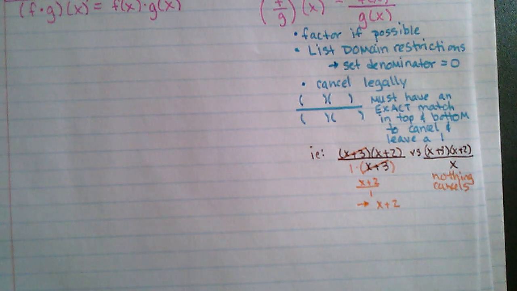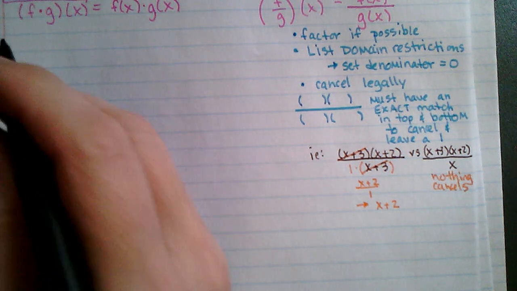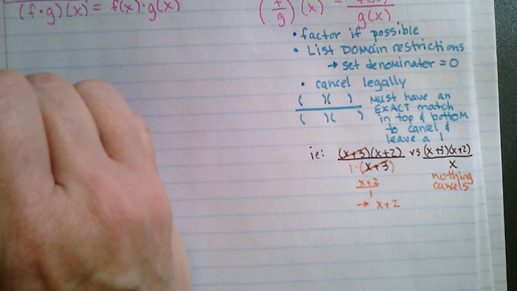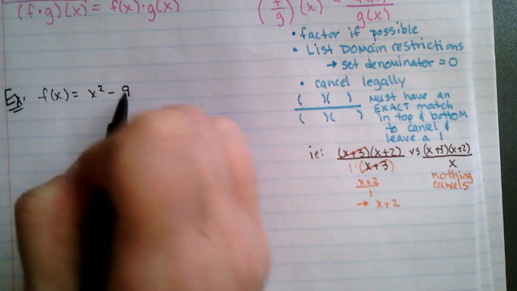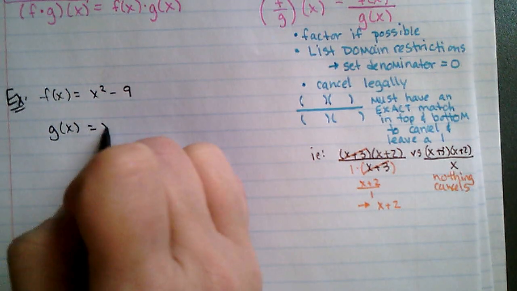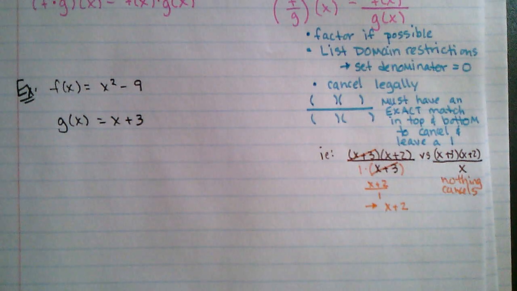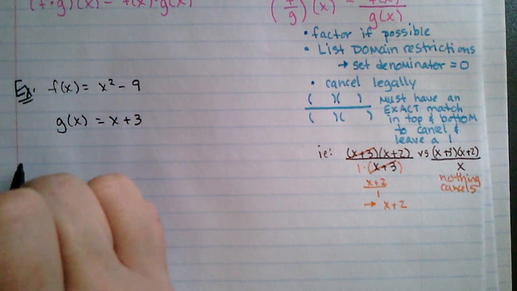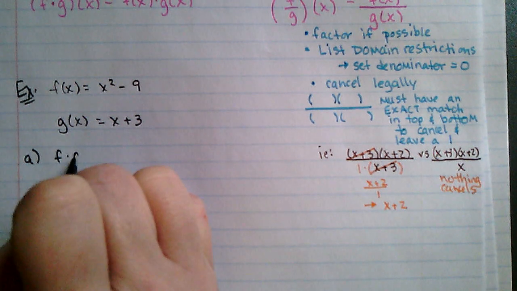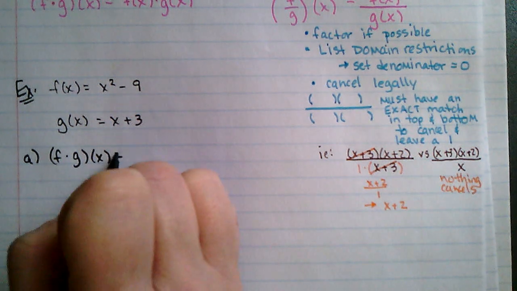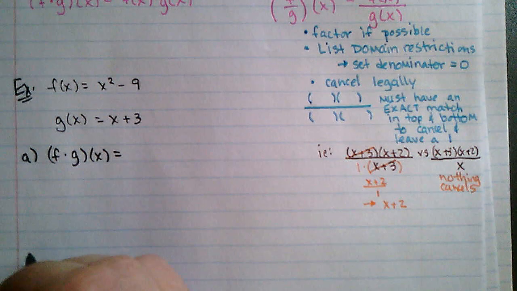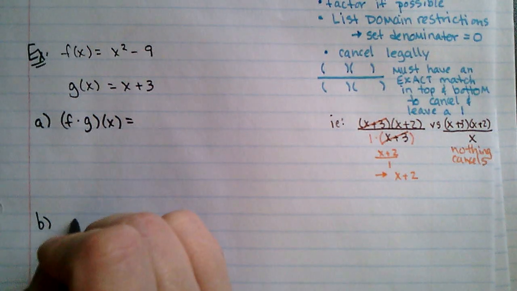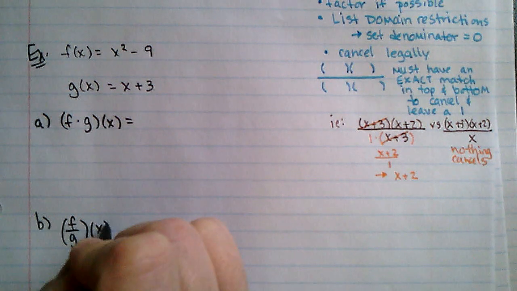Okay, so let's look at some examples. I'm going to write my example up here because I have lots of extra space. So in my example, f of x is going to be x squared minus 9. G of x is going to be x plus 3. And then we're going to do A, B, C, D like we did on the other one. So in A, we're going to do f times g of x. And then in B, we will do f over g of x.